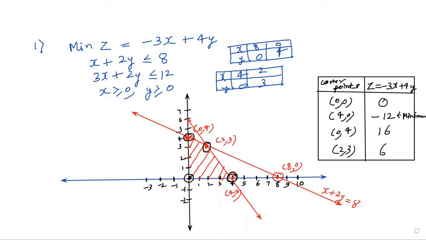And since this is the minimum, that means this is my optimal solution for the point (4, 0). So we'll conclude the problem in this way: hence, the minimum value of z is -12 at (4, 0). You also have to mention at which corner point we are getting the minimum value.